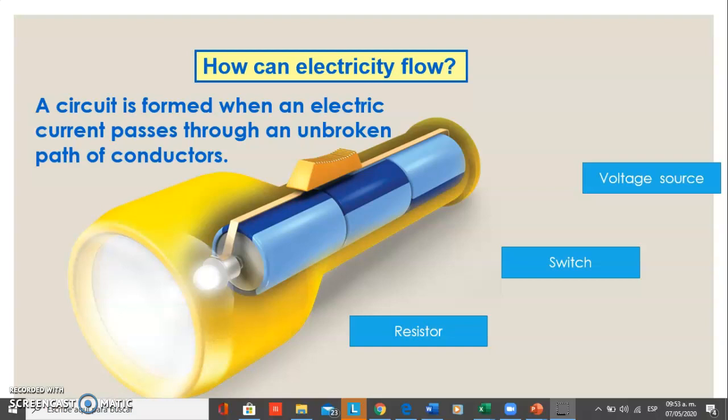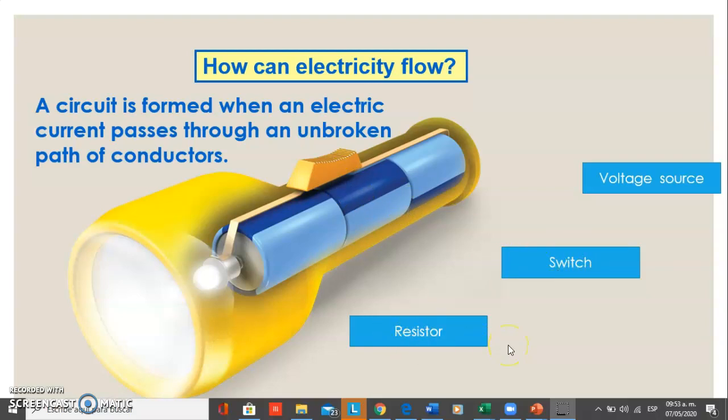When the switch is closed, the voltage pushes on the electrons in the circuit. This causes electrons to move. Lo que va a permitir a los electrones que se muevan. So, where can you find the switch here? Yes, this is the switch. Okay, so in your notebook, I want you to put an arrow to point to each part.